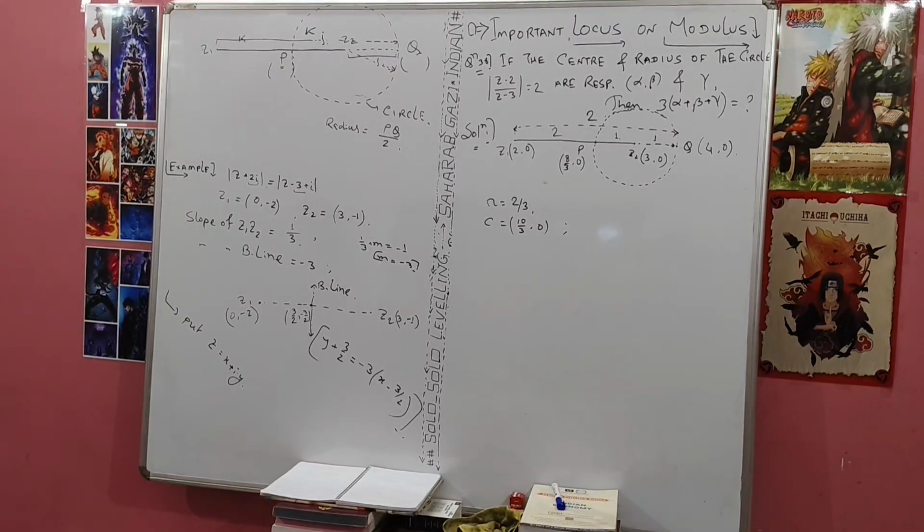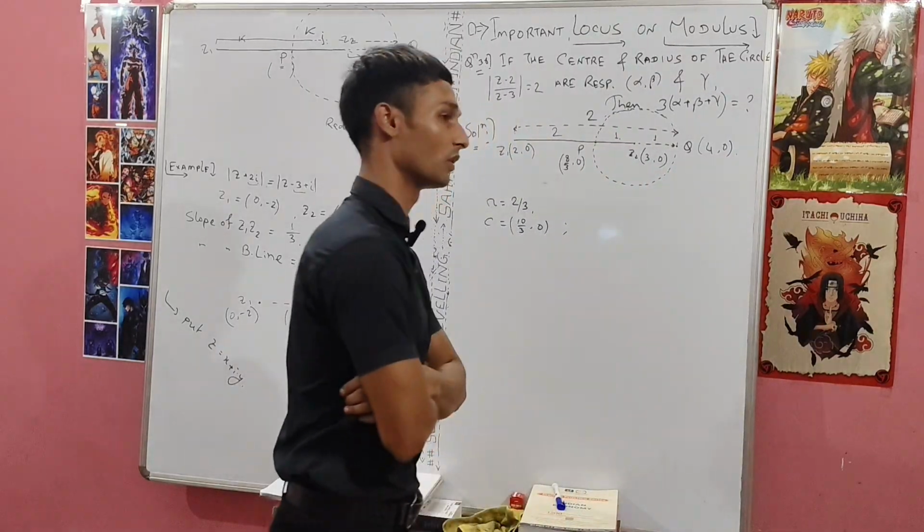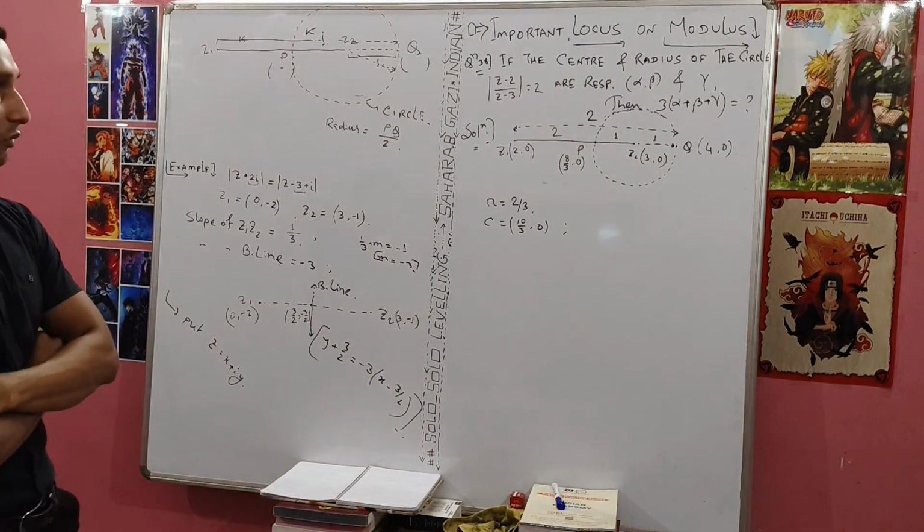Okay, question number 38 is: if the center and the radius of the circle mod of z minus 2 by z minus 3 is equal to 2 are respectively alpha comma beta and gamma, then find 3 of alpha plus beta plus gamma. Okay, so this is the equation of the Apollonius circle where k is not equal to 1, and the value of k here is given as 2.